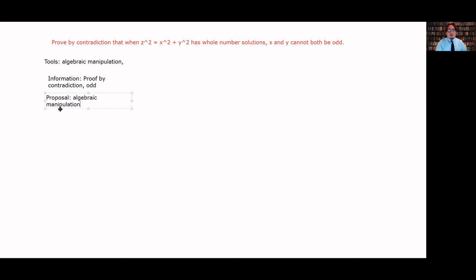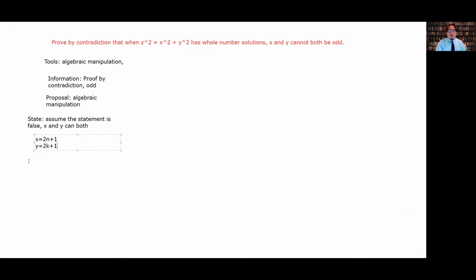So first thing I'm going to say is, okay, well, let's assume the statement is false. So this means that x and y can both be odd in this case. So we'll define x and y as odd numbers because that makes sense if they're both odd. So let x be 2m plus 1 and y equal to 2k plus 1, for example.